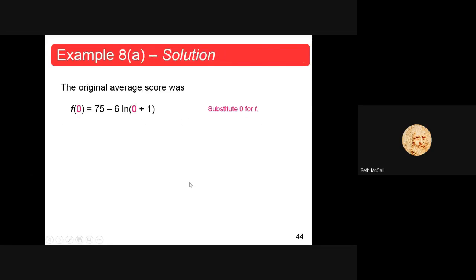So let's get started. Starting with substituting 0 in, 0 plus 1 is 1. And so we have 75 minus 6 natural log of 1. This is one of our properties: anytime you take the log or natural log of 1, it turns into 0. So 6 times 0 is 0, and you're just left with 75. So initially, when the students took the exam, they scored a 75.